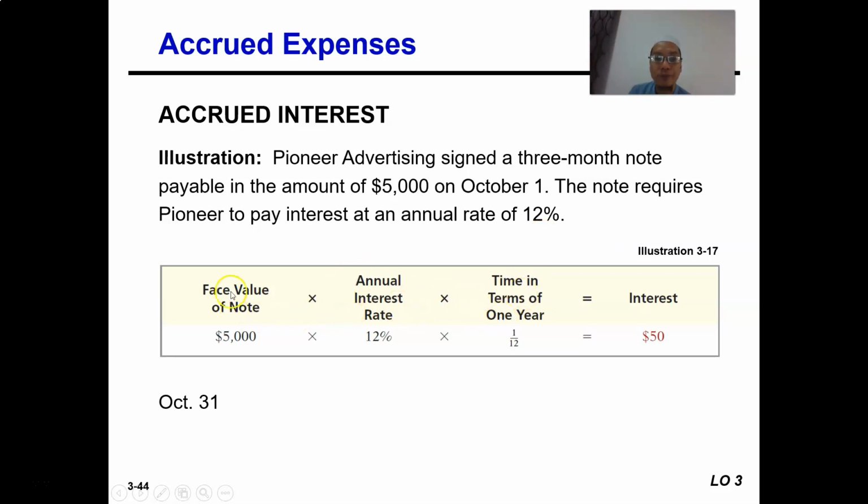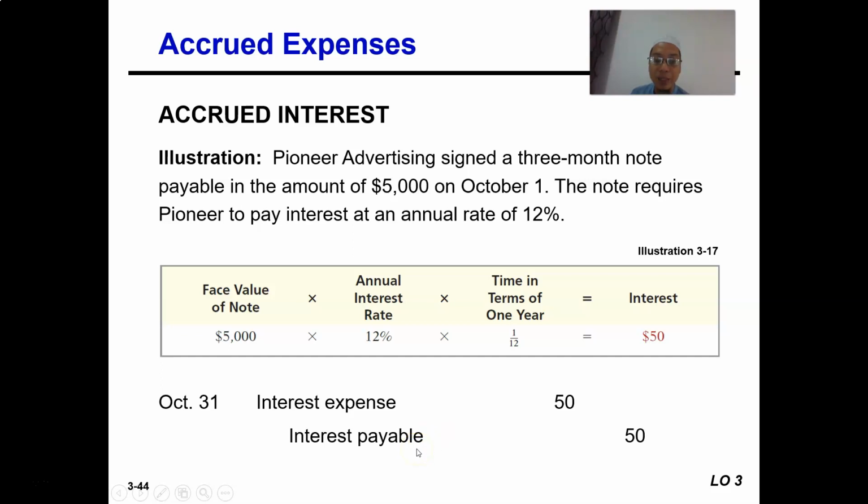The borrowing is 5,000. The interest rate is 12%. Therefore, the interest that should be paid is 12% out of 5,000. But only 1 month has passed. Therefore, only 1 month of interest is due, so it will be 1 over 12. So the interest accrued at the end of October 31st will be 50. Therefore, to make the adjustment, we debit interest expense by 50, and we credit interest payable.